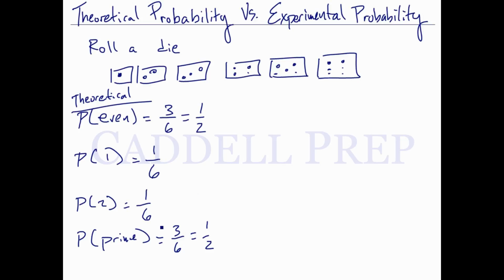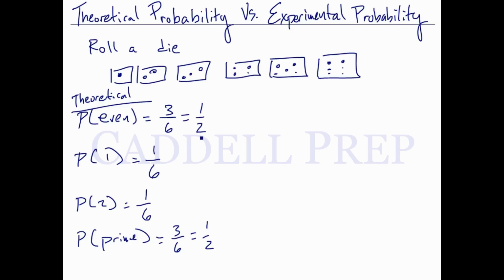So this is theoretical. We assume that if we roll a die, any side has an equal chance of coming out. So it's just the number of favorable outcomes, the number that we want, out of the number of total outcomes. So if we want an even number, there were 3 even numbers, and we'll say that they're just as likely to come out as any other numbers. So it's 3 out of the total 6.